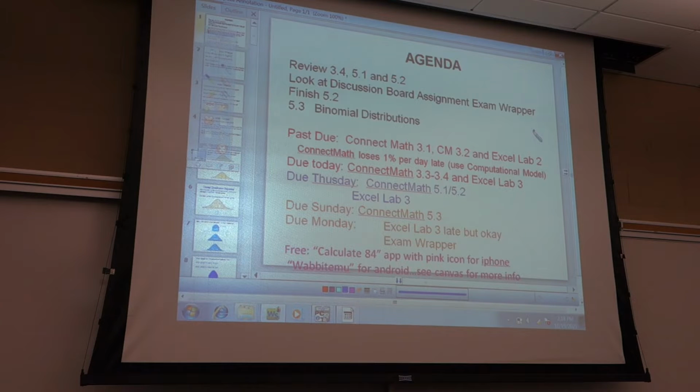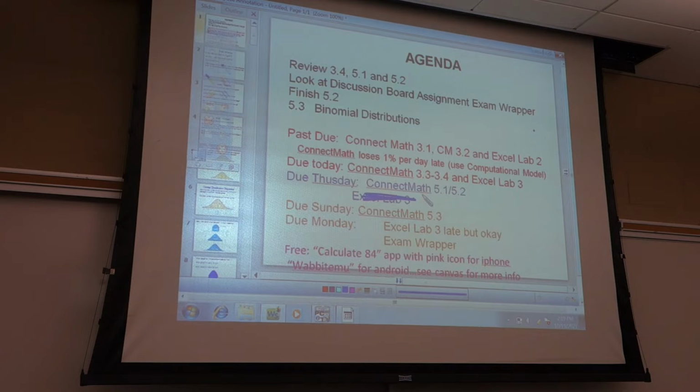Oops, Excel Lab 3 is in there twice, my bad. Sunday you have Connect Math 5.3 due, and then Monday, actually even up till next Tuesday, so that's actually kind of late for Excel Lab 3, but okay, through next Tuesday. And I also want the exam wrapper coming in on Monday as well, so I need to kind of rearrange that a little bit.